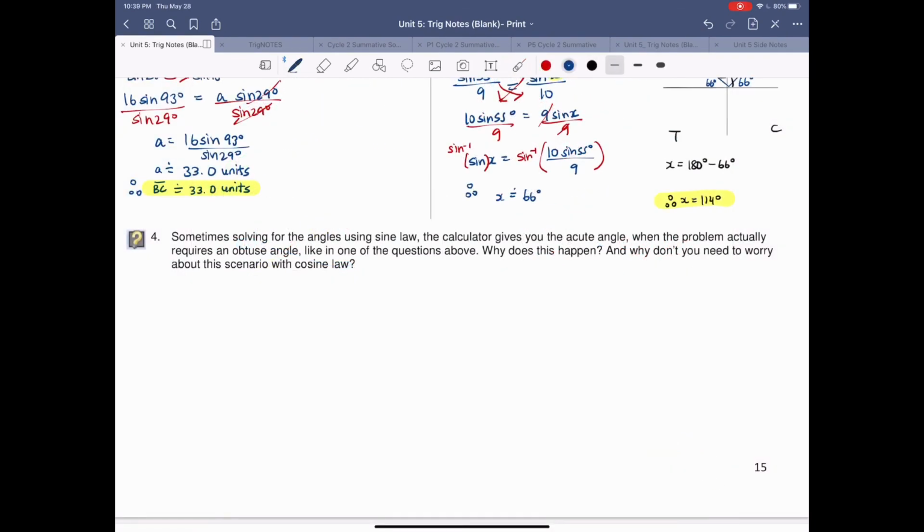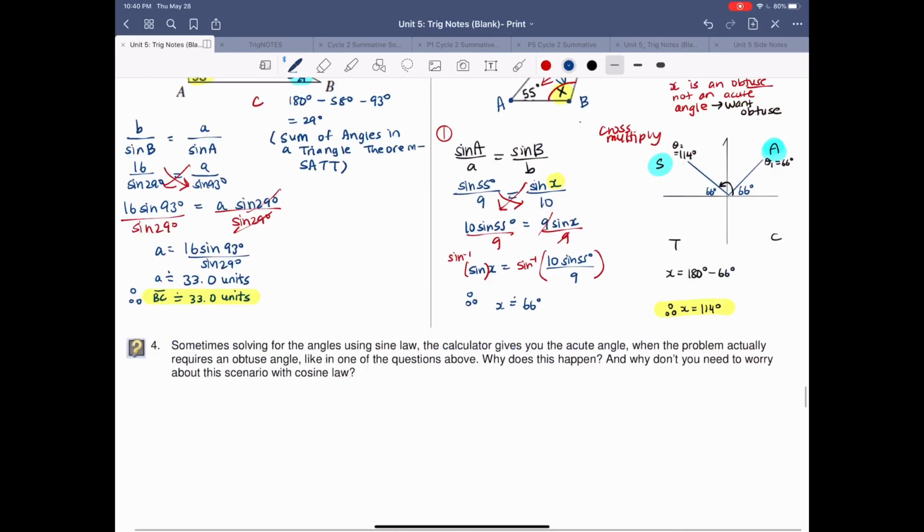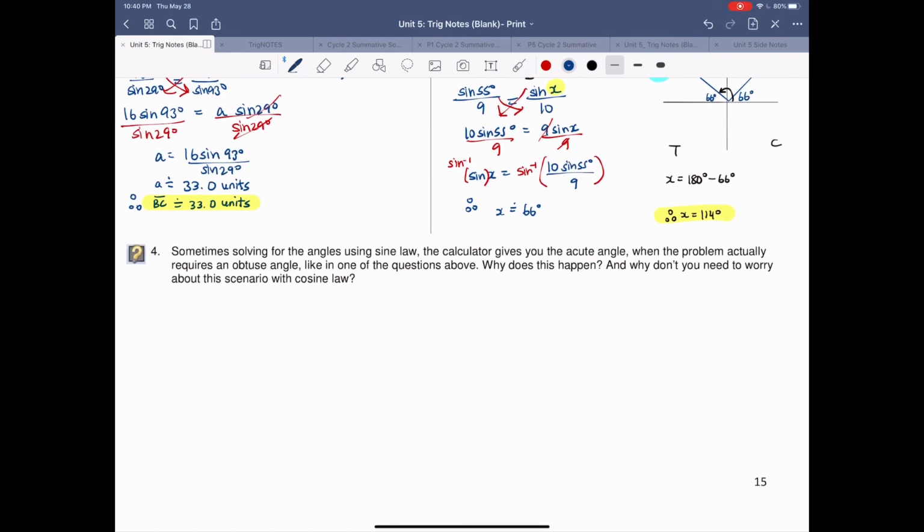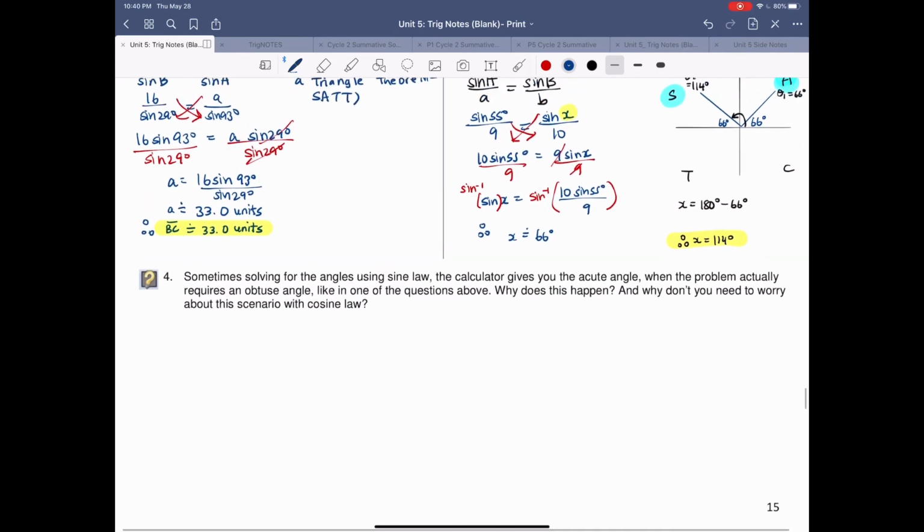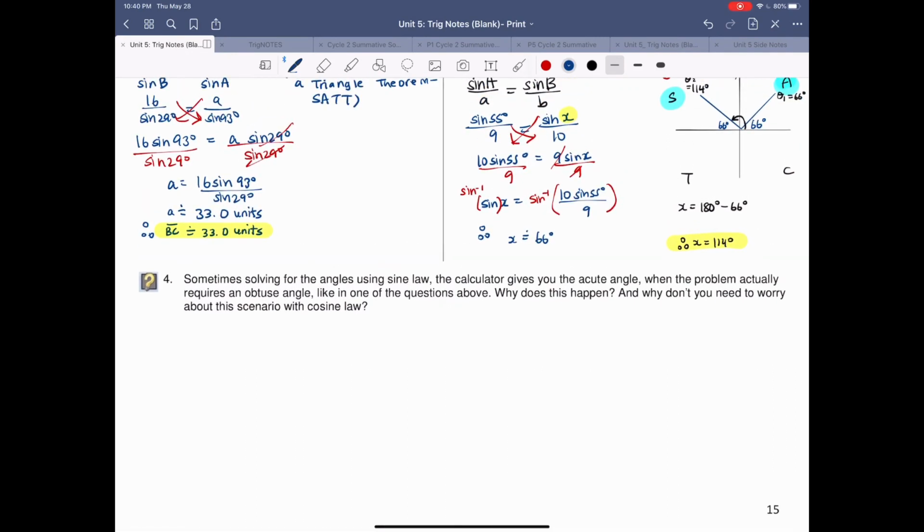Number 4, sometimes when solving for the angles using the sine law, the calculator gives you the acute angle when the problem actually requires an obtuse angle, like in one of the questions above. Why does this happen, and why don't you need to worry about this scenario with cosine law? So I'm going to draw the CAST again, because when you sine inverse a positive number, you get an acute angle which lies in quadrant 1, because quadrant 1 has all the acute angles, right?